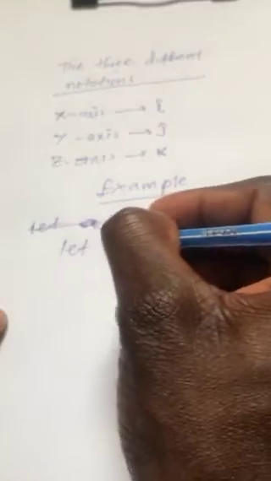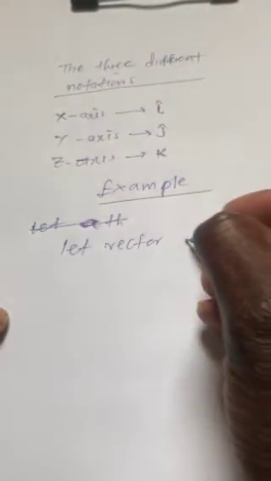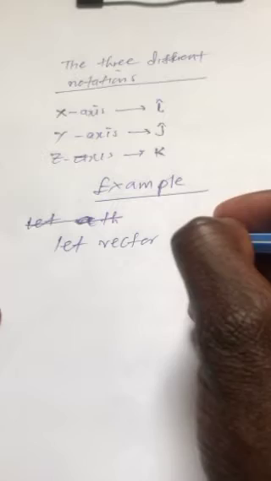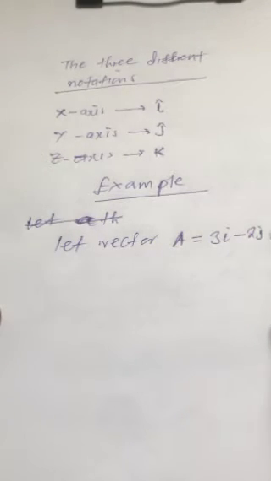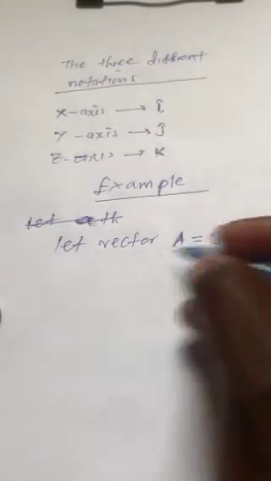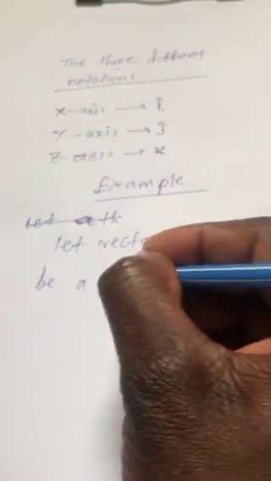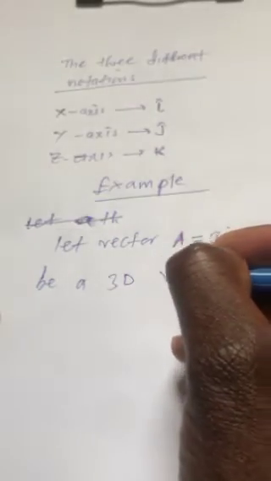So suppose you have an example. If an example has come like this one, let the vector A, which is equal to 3i minus 2j plus 5k, be a 3-dimensional vector.